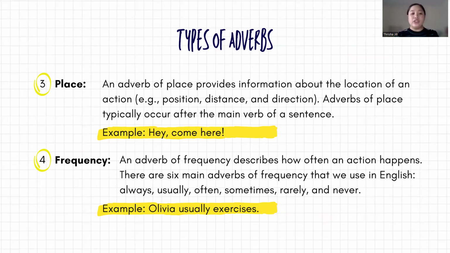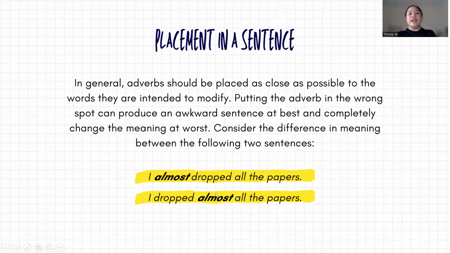So now let's continue to adverb of frequency. An adverb of frequency describes how often an action happens. There are 6 main adverbs of frequency that we use in English. What are these? Always, usually, often, sometimes, rarely, and never. Example, Olivia usually exercises. The word usually indicates how often Olivia exercises. So usually is our adverb of frequency. Good job.